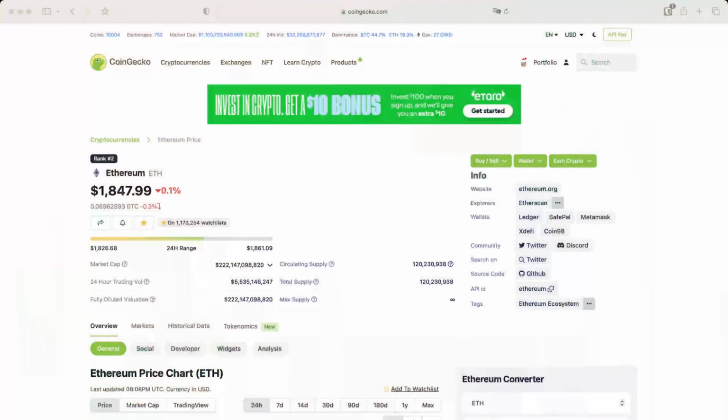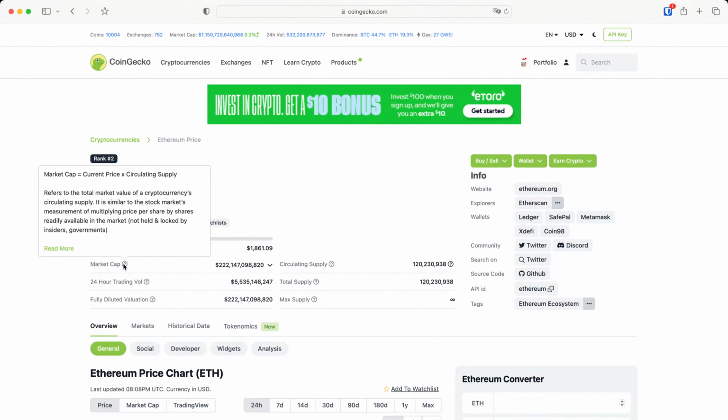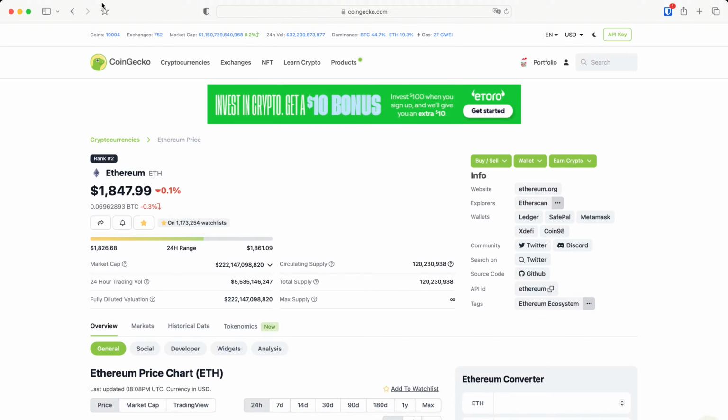They only take that. And if we look back here, we see that again. Market cap is current price times currently circulating supply, right? And that's very different from the stock market. And I think it's a good thing.